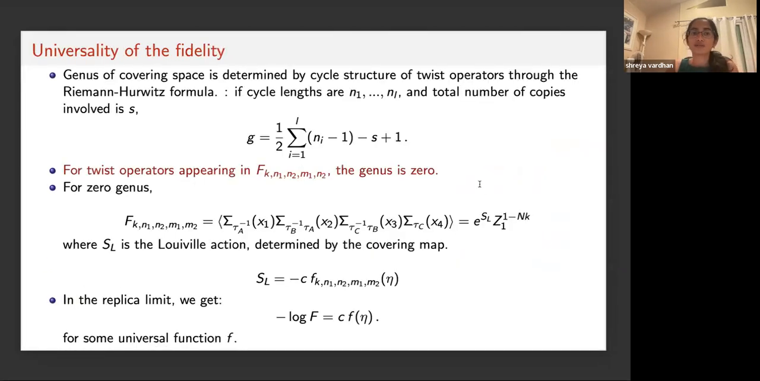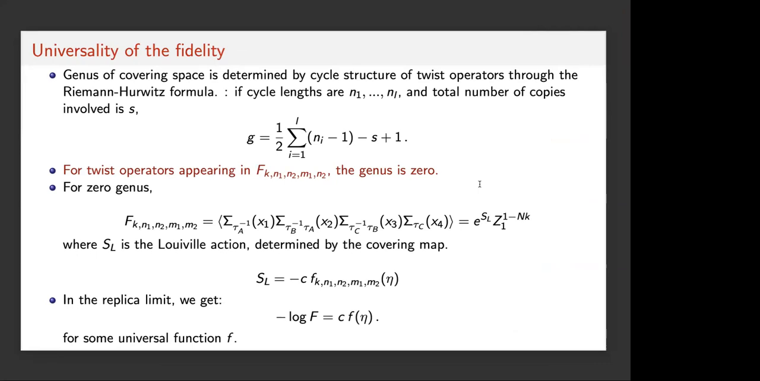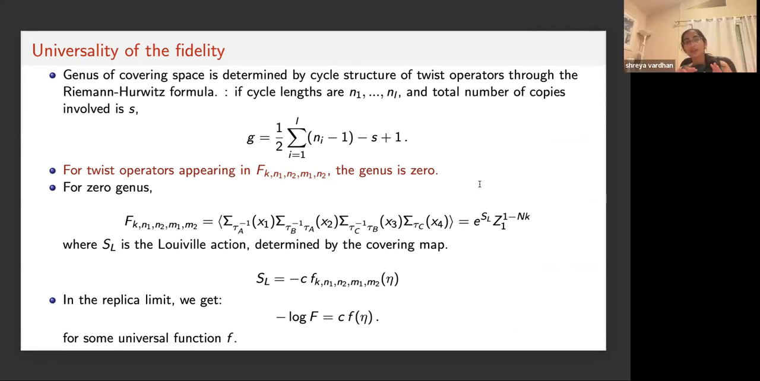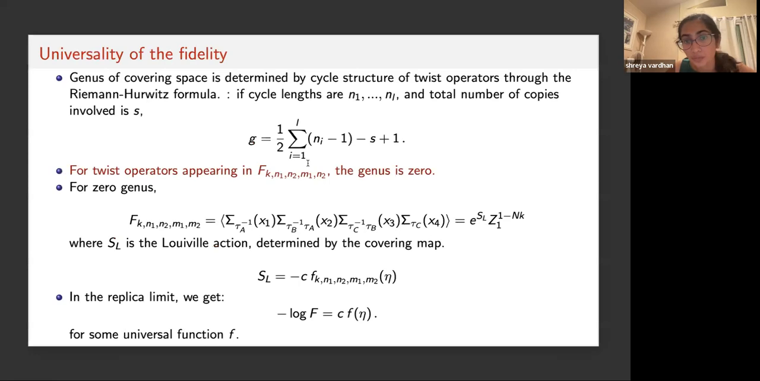So I want to ask, what is the genus, for instance? The genus turns out to just be 0. And this is not even true just in the replica limit. It's true for arbitrary values of these n_i, m_i, k parameters that I mentioned. Okay, so the genus is just given by this universal formula in terms of the cycle structures. So what you have to do here is look at all the cycles which are present in all 4 permutations, and then look at the lengths.